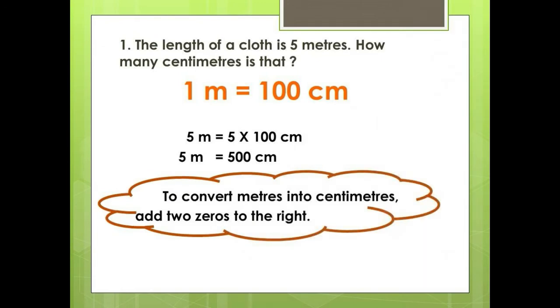To convert meters into centimeters, add 2 zeros to the right. See here, why are we adding 2 zeros to the right? Because 1 meter equals 100 centimeters, and in 100 we have 2 zeros. So we are adding 2 zeros to the right. That is, 5 meters equals 500 centimeters.